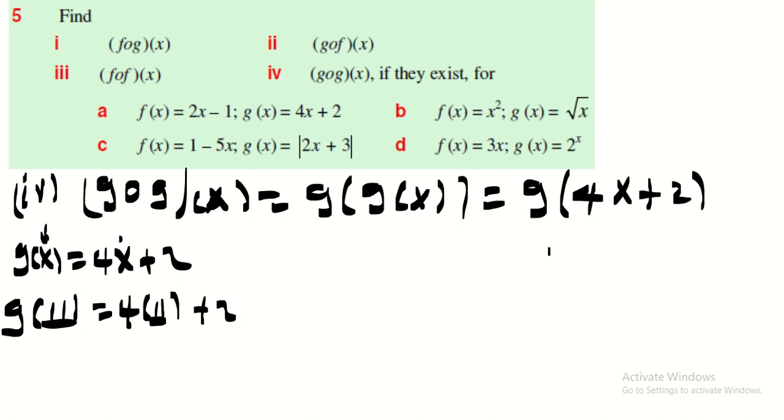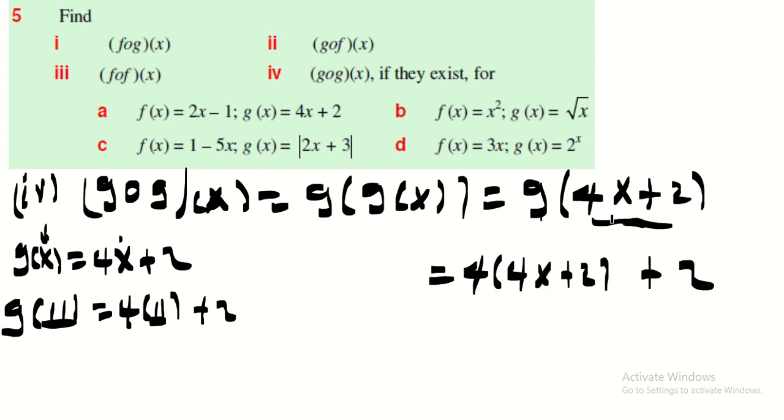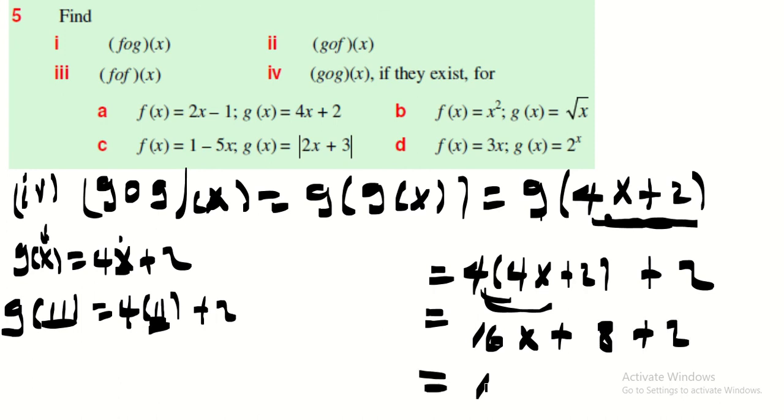So consider this one like grade 11, g of grade 11, consider. So it's going to be 4 times 4x plus 2, then plus 2. Okay, this whole thing will be substituted in place of x. So I did it, so multiply by 4 from here. It will be 16x plus 8 plus 2, which is 16x plus 10, that is the answer. Okay, this is a way how to do question number 5. All the remaining will be done by the same pattern.